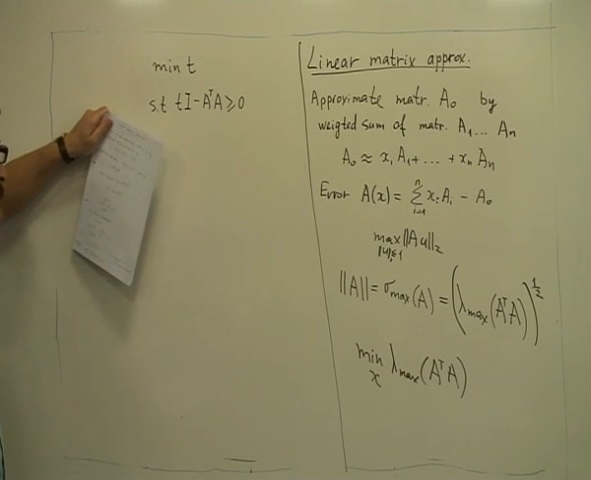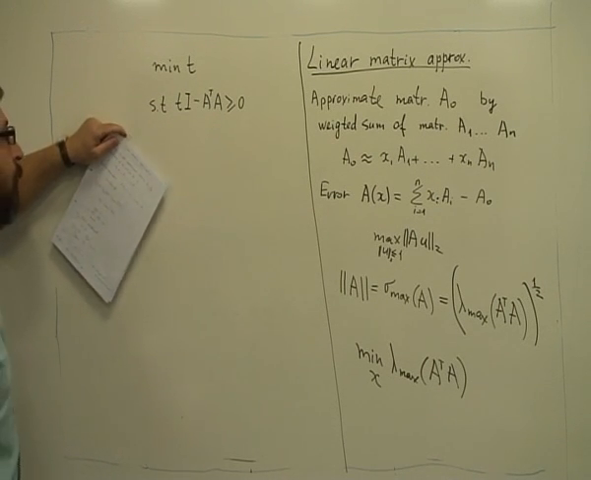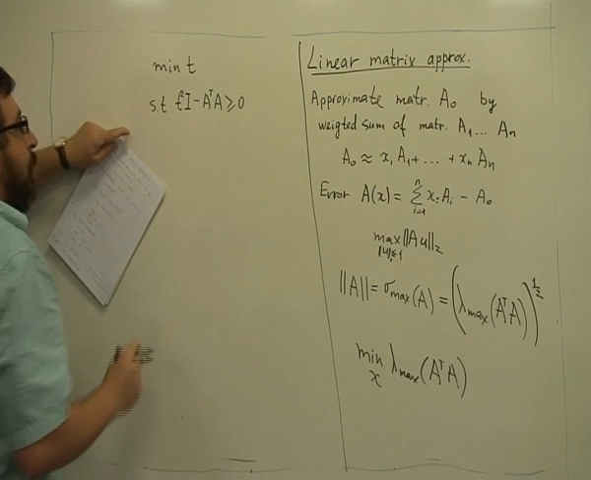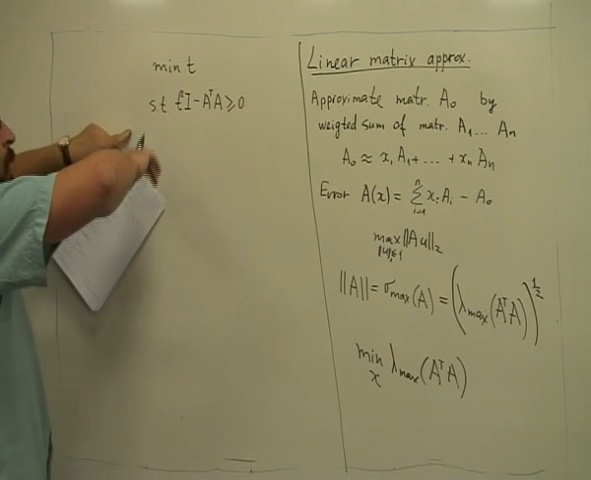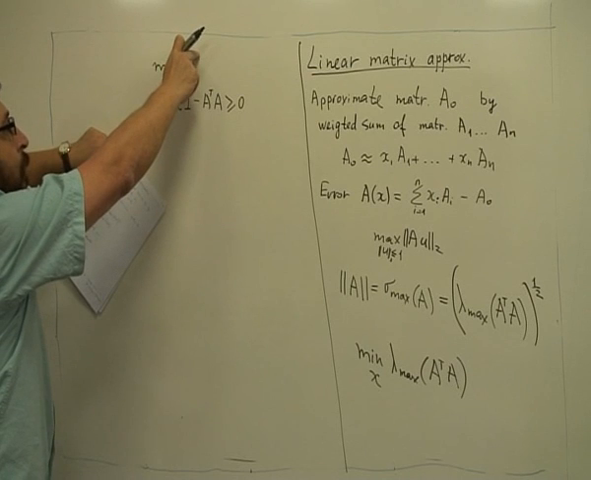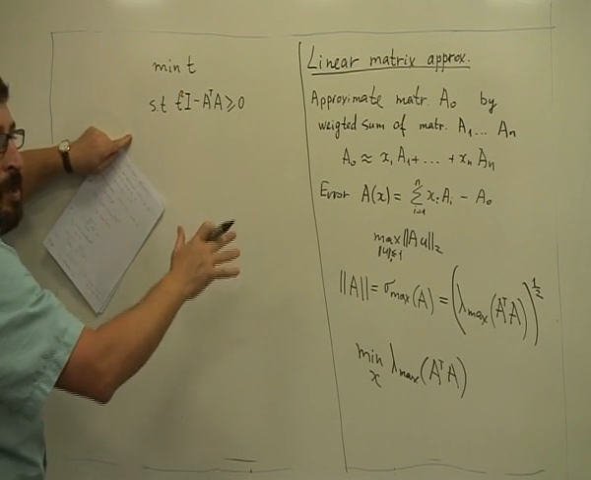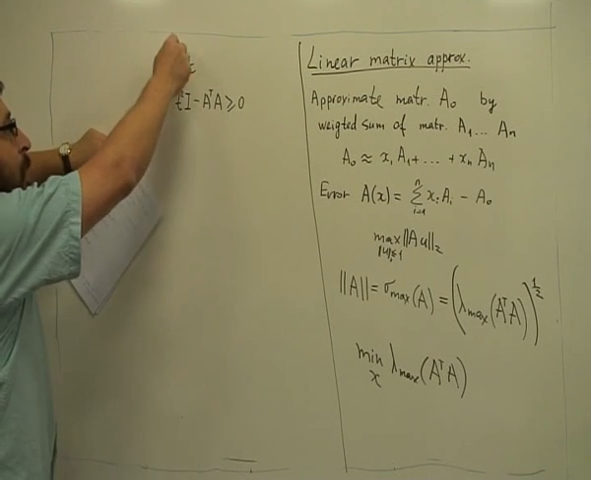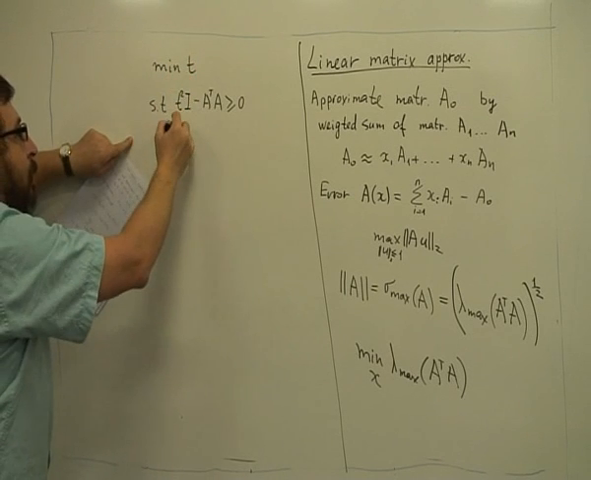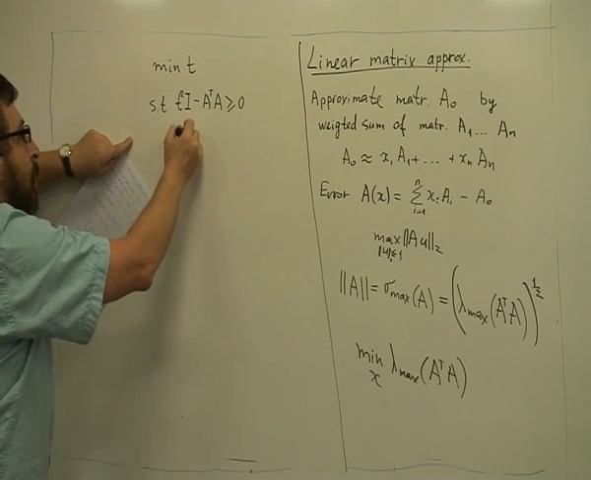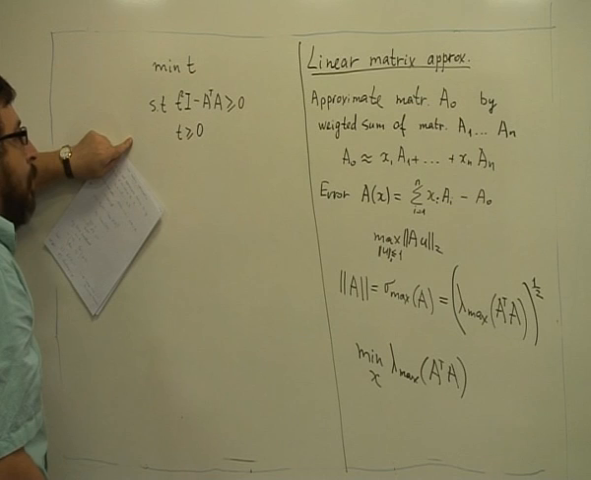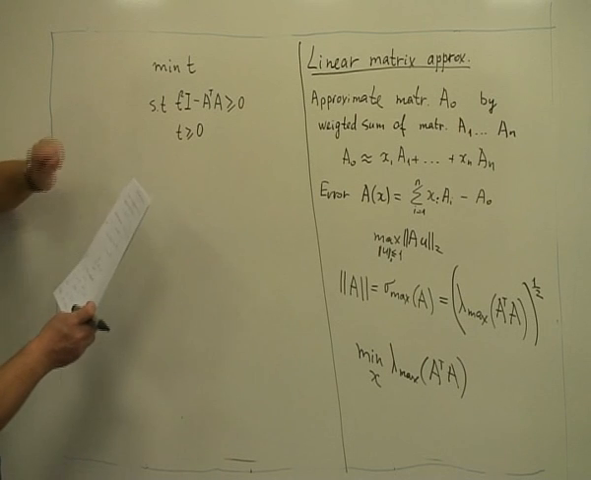Actually, for convenience, it would be better for me to write t squared here. And one can easily see that it's the same. I could write t squared here also, and that will be just the same problem, just using a different variable. Minimizing t is the same as minimizing t squared, but you need one additional constraint, t greater or equal to 0.